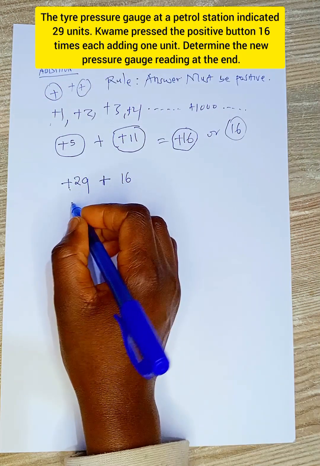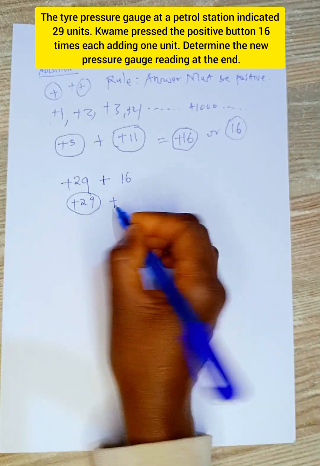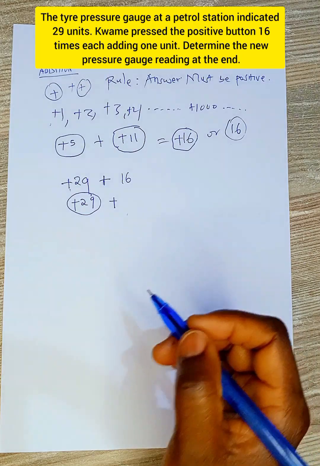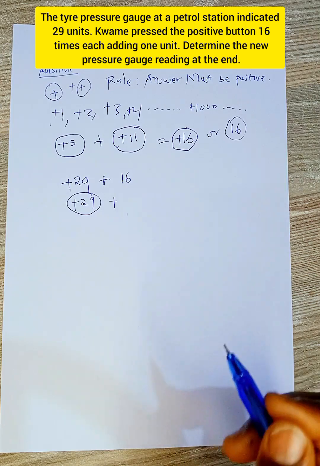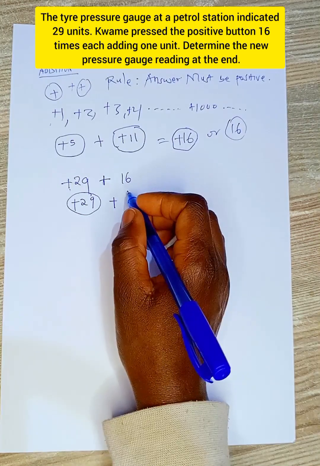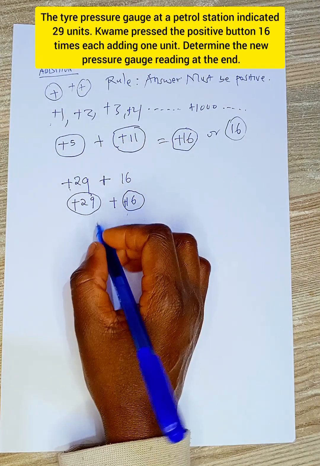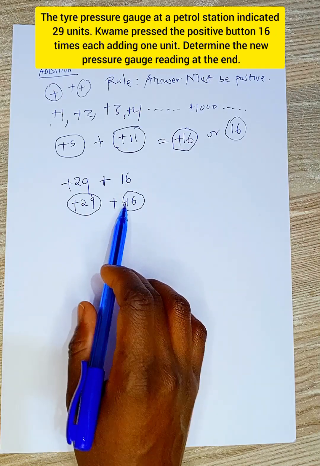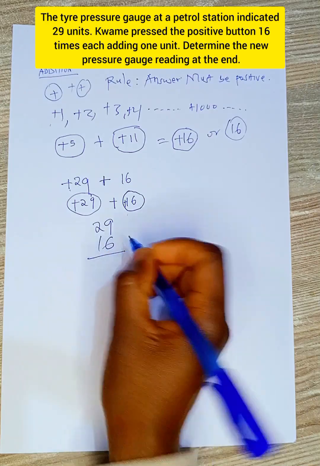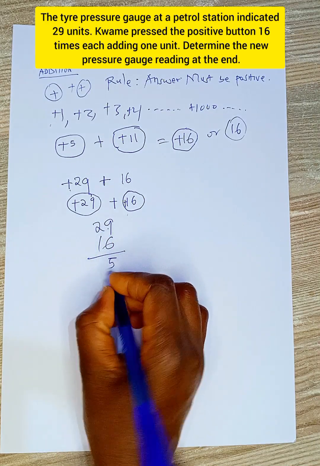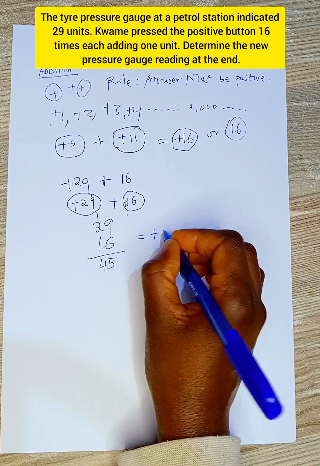It was positive 29 at first, and then he pressed the positive button and added 16 units, each adding 1 unit at a time. Okay, so we are adding another positive 16. So we are just going to add, it's positive and positive, so the answer must be positive. So we take 29 and then we add 16, so that we get 15. Now we carry 1, so that is 4, and the new pressure was 45 units.